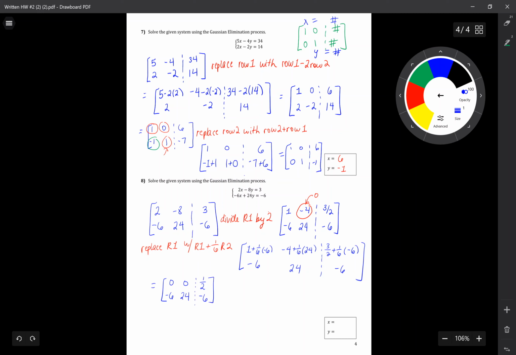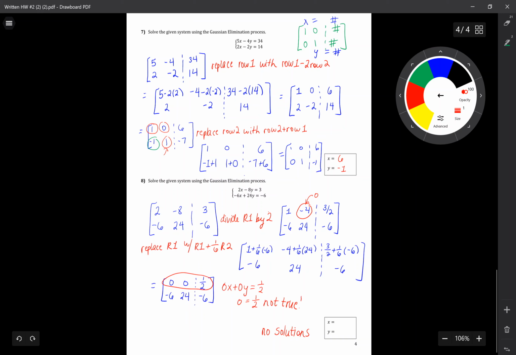Now this might look slightly different than the solution that we got on our answer key, but that's okay because regardless we get the same outcome, right? We have basically this row right here is telling us that 0x plus 0y is equal to 1/2. In other words, 0 equals 1/2. This is not true. This means that we have no solution. Basically, these two lines are parallel to each other.